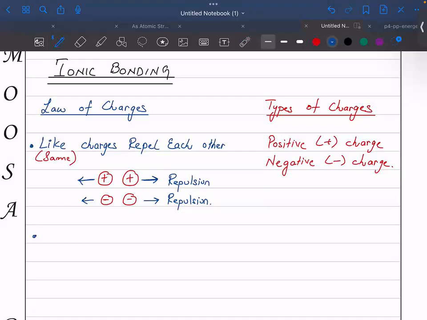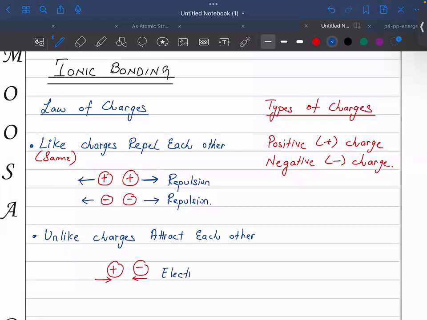And the second statement of this law is two unlike charges. Unlike means opposite charges. Two unlike charges, they always attract each other. Like if we have one positive charge and one negative charge, so they will always exert a force of attraction on each other. And this particular force of attraction has a particular name which is known as electrostatic force of attraction.